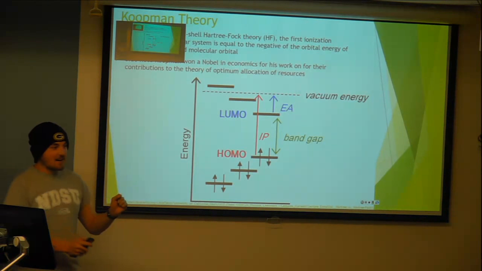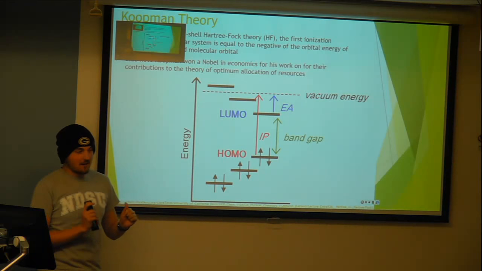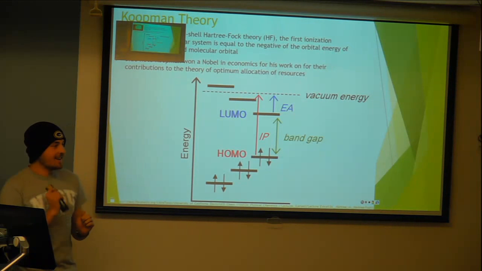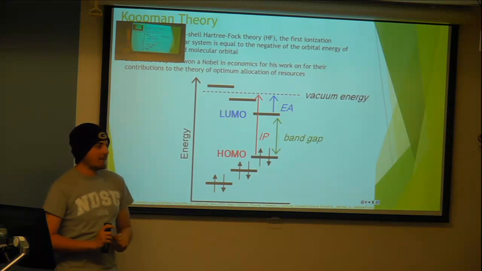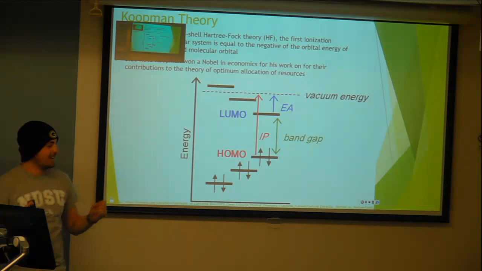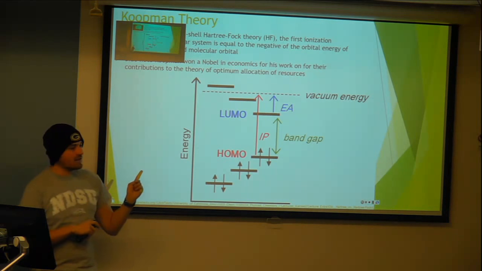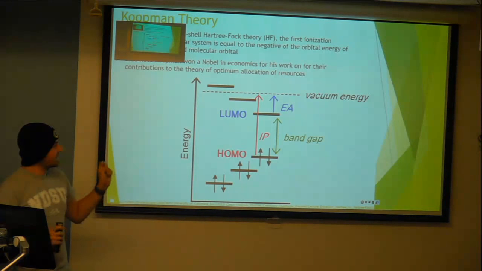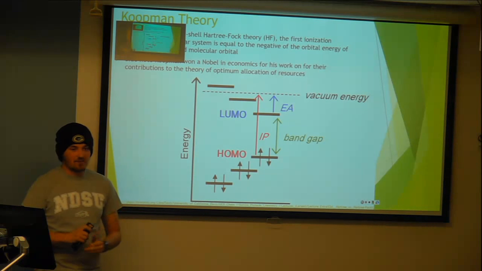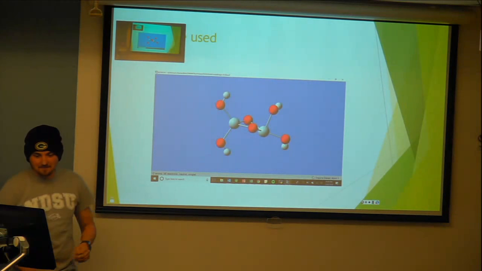Also, just a side note, when I was looking up Koopmans last night, I found out that he won a Nobel Prize, but not in science. He was an economics person. The reason he did this was because he's a statistician by training, and so he was able to come up with this. But just an interesting side note.